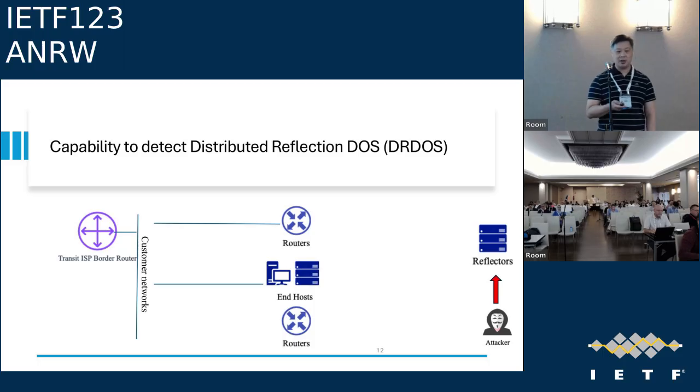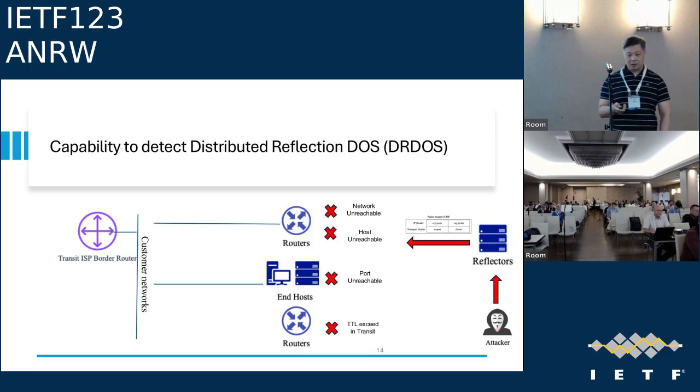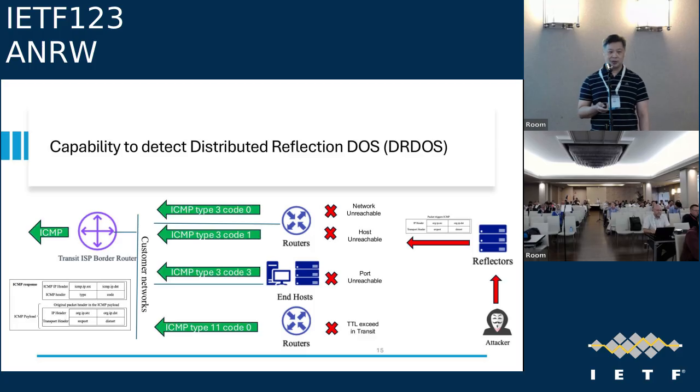For the capability to detect a refraction DoS attack, the attacker will spoof the source address of the victim and send packets to the refractor. Because the victim didn't request the packet, it will simply generate the ICMP error message. Because of that, we can capture the ICMP message and see the refraction attack.